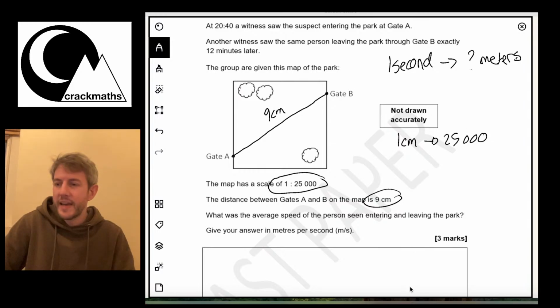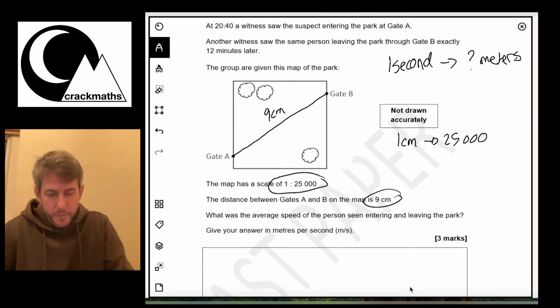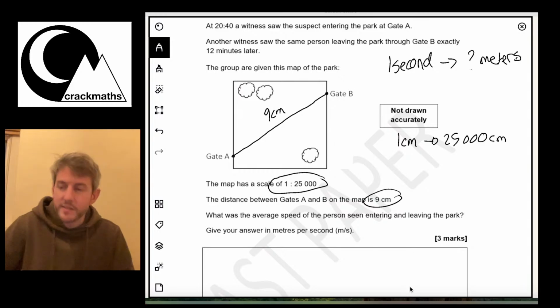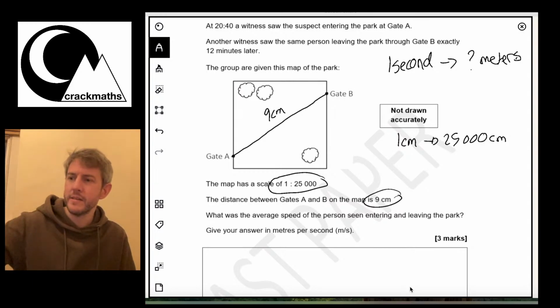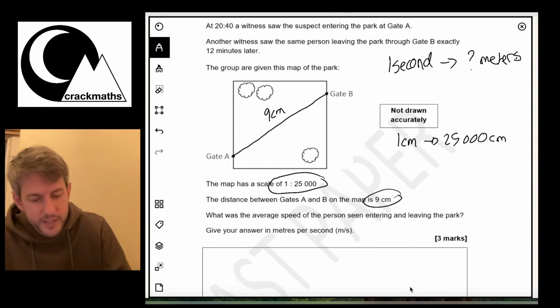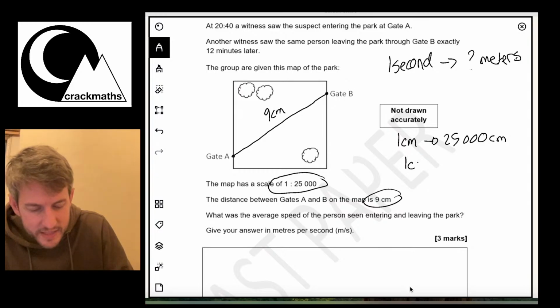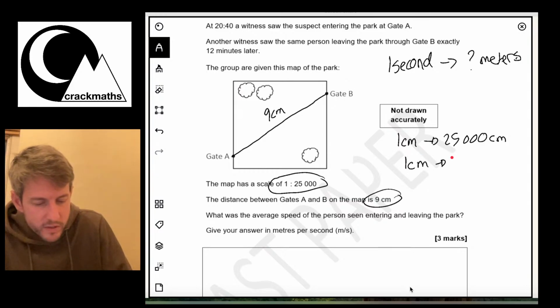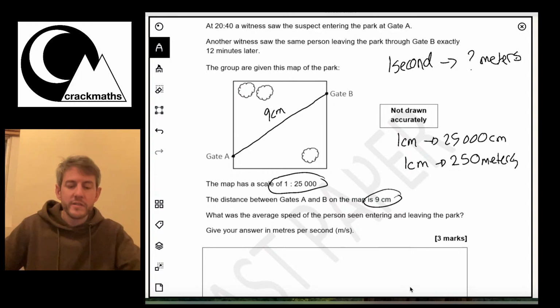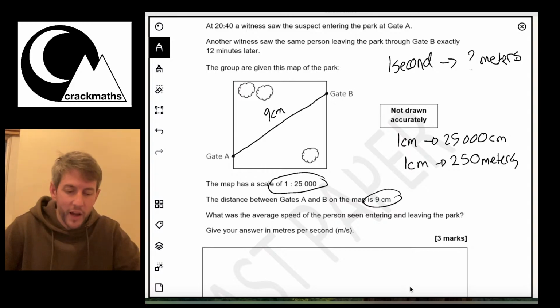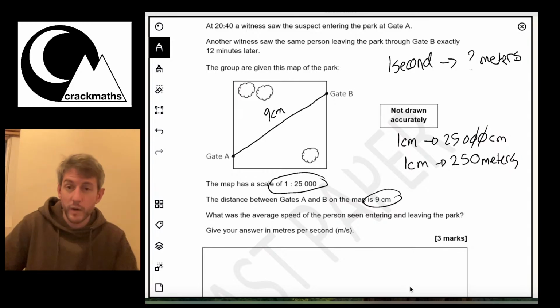So what I'm going to do here is turn this bit into metres. Every 100 centimetres is a metre. So we're going to do 1 centimetre equals 250 metres. Remember, you can divide by 100 by just knocking off these zeros. That's all I've done there.